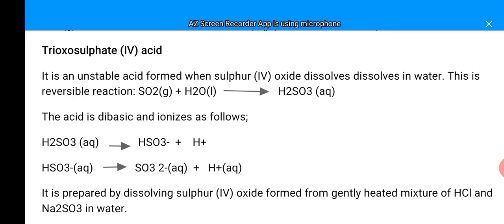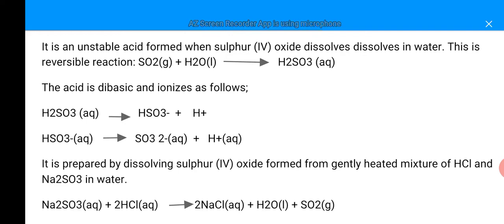H2SO3 will first get ionized, releasing 1 proton, so the other one can further ionize and give you another proton. That's why it is said to be dibasic. It is prepared by dissolving sulfur 4 oxide, formed from a gently heated mixture of HCl and Na2SO3, in water.